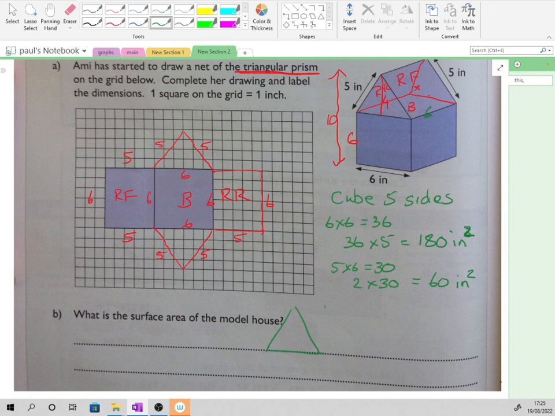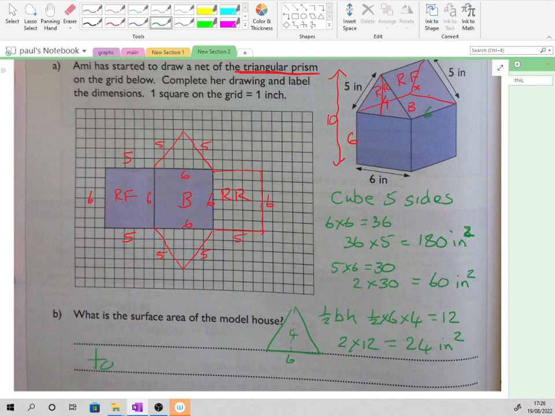Now the triangle is half base times height. The base is 6 and the height, they've told us, is 4. So we've got a half times 6 times 4. 4 6s are 24 and half of 24 is 12. So each front and back triangle is 12. We've got 2 of them. 2 times 12 is 24 inches square.